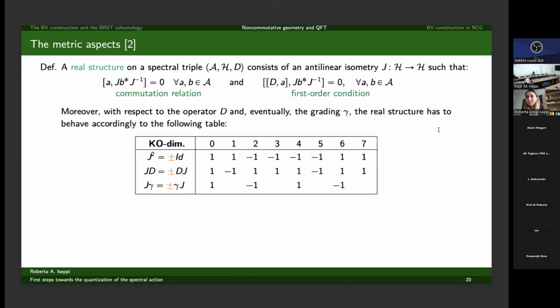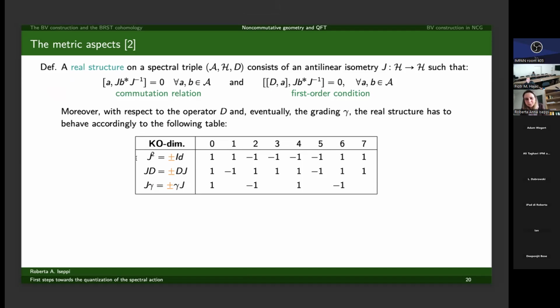And we are going to see that that's actually going to be useful for us, so it's important to keep in mind. It has a commutation relation between gamma and the element in A, some kind of zero order condition. So it's some kind of compatibility between a left action and a right action. And then a first order condition that involves the operator D.